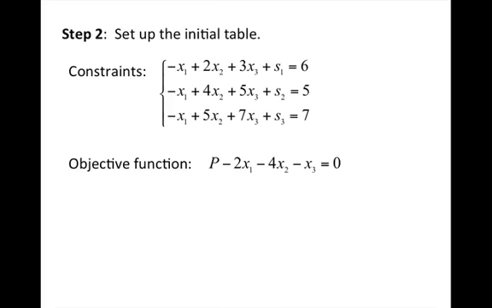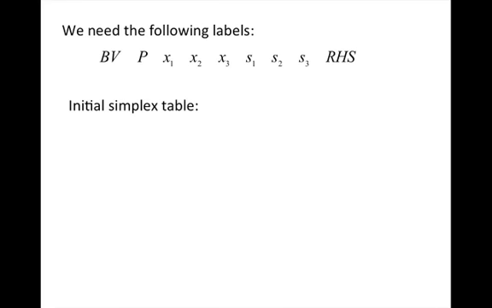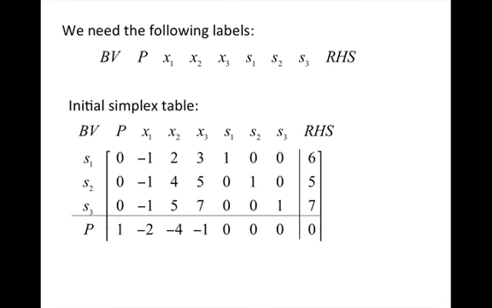Now that I have my 4 equations, I'm ready to set up my initial table. So this time I'm going to start with my basic variable, and then I'm going to have a column for p. I have 3 x's, followed by my 3 slack variables, my 3 s's, and then my right-hand side. So my initial simplex table, the basic variables are my 3 s's and then my p.